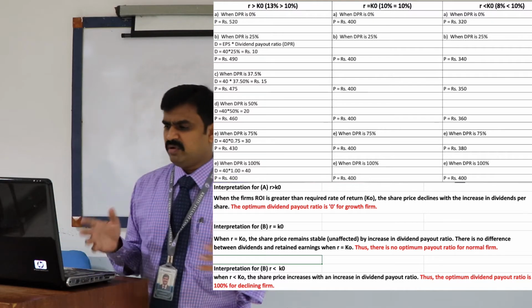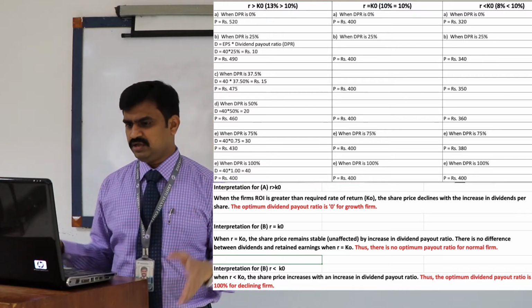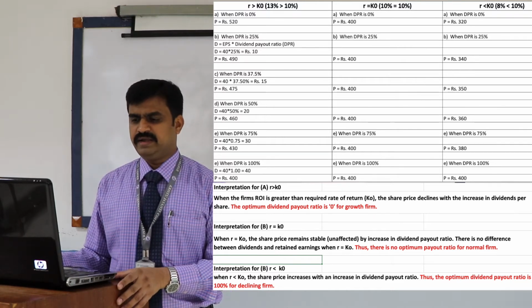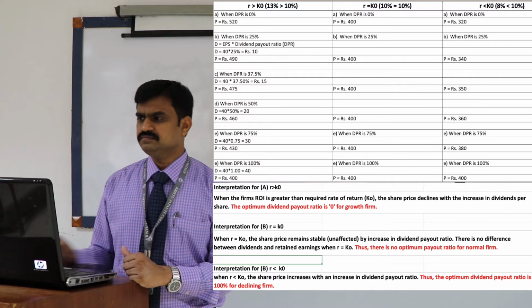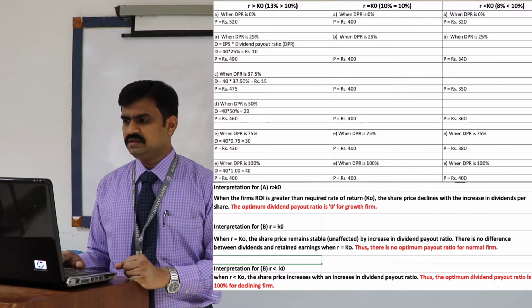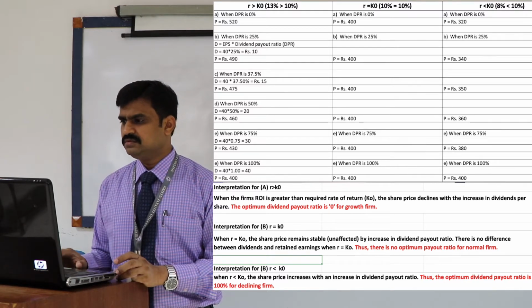Got it? So the optimum dividend payout ratio is how much? 0%. Because at 0%, my share price is highest, that is 520. Correct? Understood now how to write the conclusion? Yeah. Then second one, what happened to the second company, second scenario?